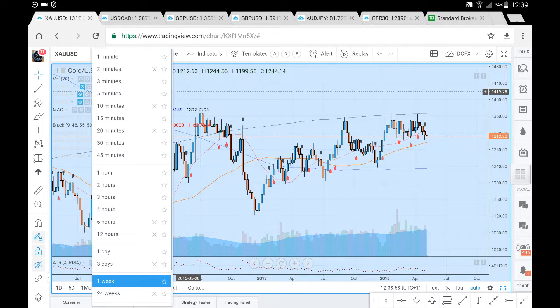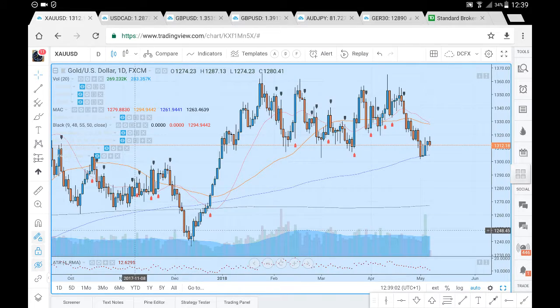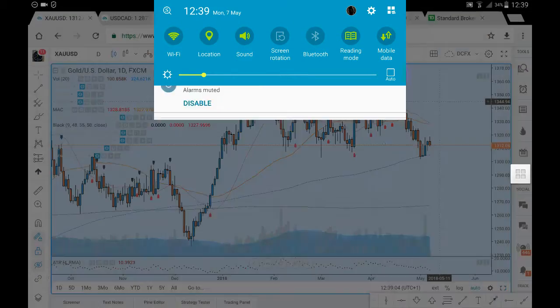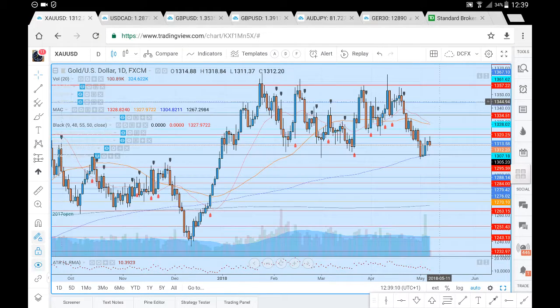on gold. And if we have a look here at the daily chart, we can see here. Let's get the drawings back on the charts. Just bear with me a second here. Let me just get the drawings back on the chart.